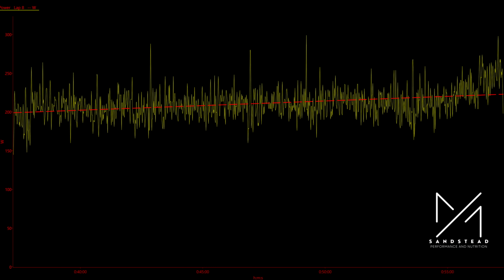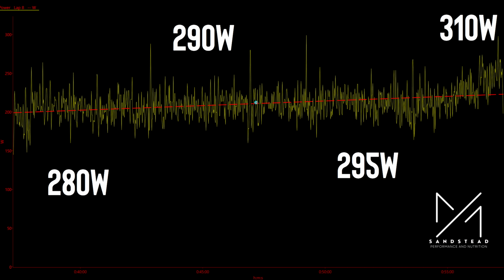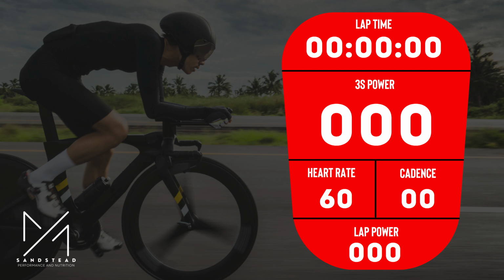All right, so here's what we're trying to do. This is an FTP effort, and we can see that this is his power, and this is the power trend line. This is the interval trend line. This is 20 minutes, and we can see that he starts off slower and he picks it up in the middle and ends as hard as he can. If you want to understand why you want to do negative splits, go back and watch the first video. So remember, this particular athlete did about 280, 290, 295, and 310, and this produced his all-time best FTP.